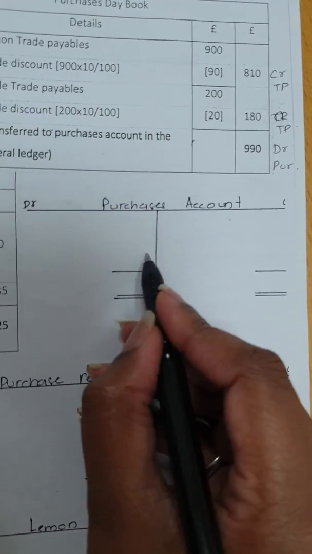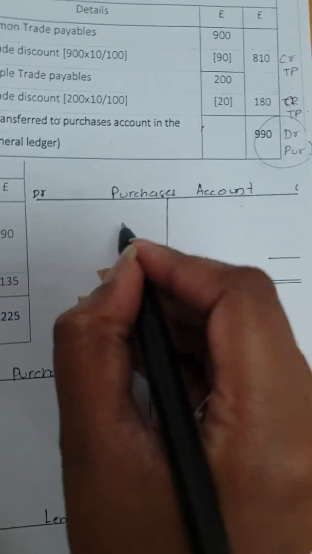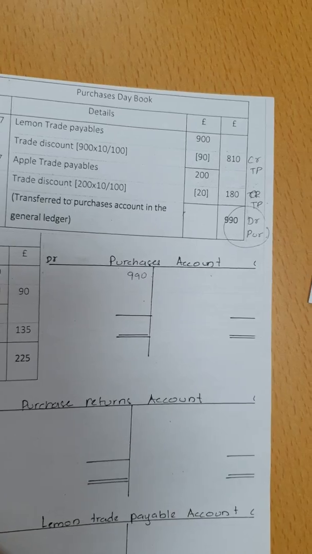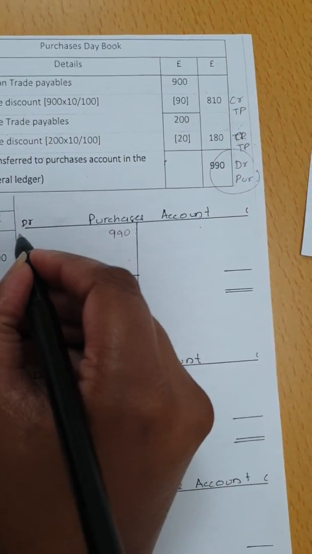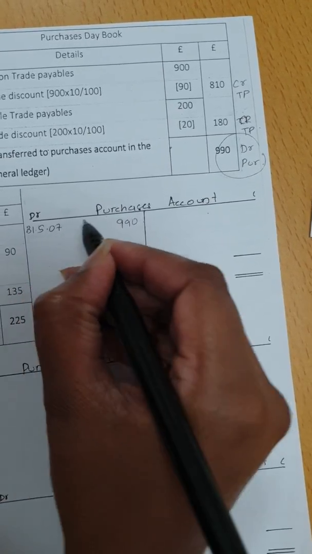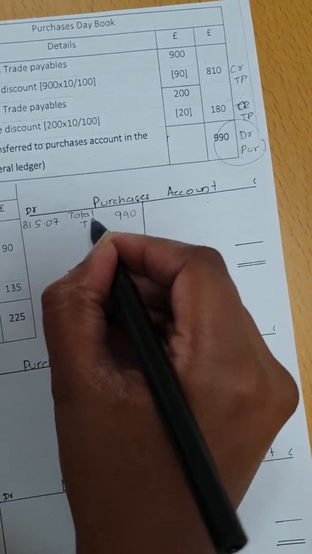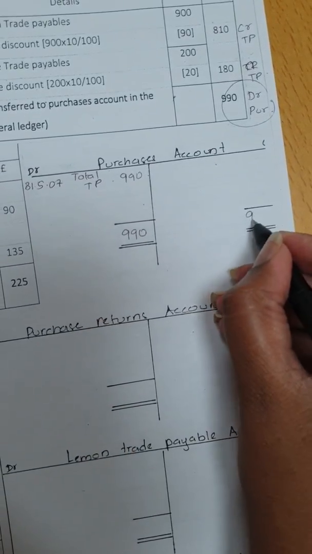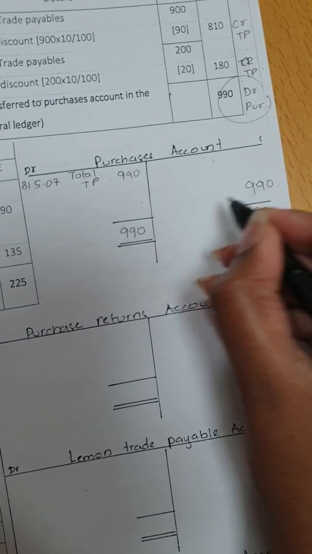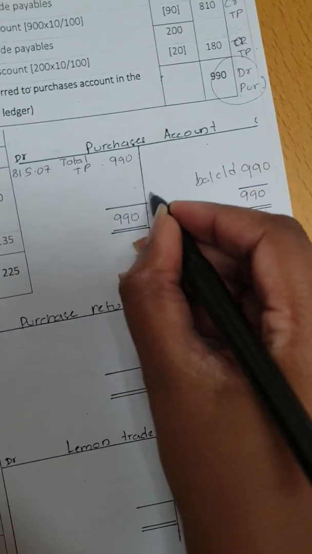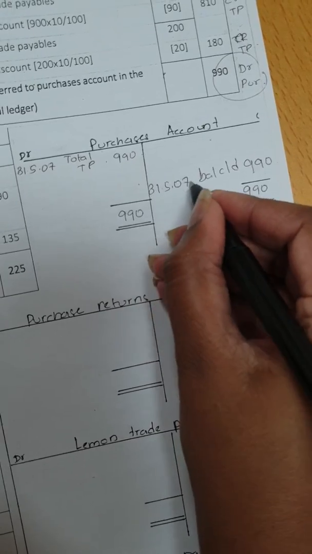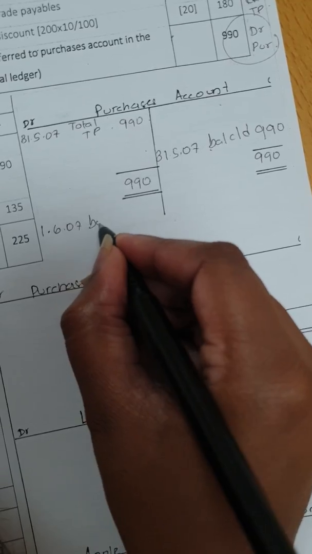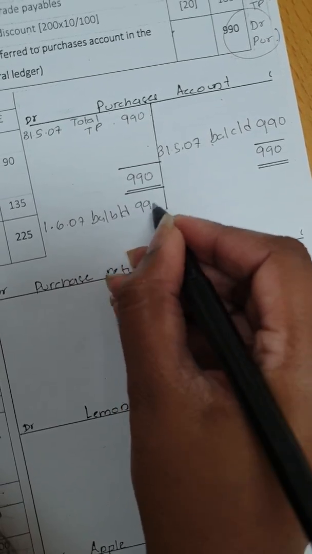Now let's move into the purchases account. Since it says debit, you enter it on the debit side as at 31st 507 as total TP. Now let's balance off the account. Balance carried down as at 31st 507. We are preparing this for a month. Therefore 1607 as balance brought down 990.